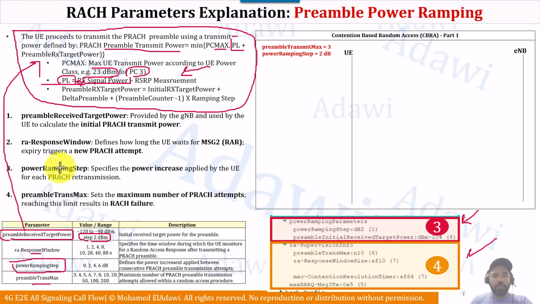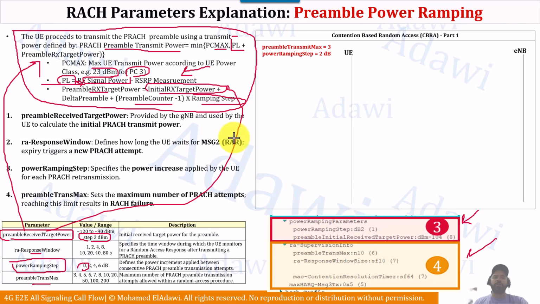And this preamble RX target power is not equal to this one directly. This one is equal to parts. The first part is equal to the initial target power, which is this parameter, then plus delta preamble plus other things, which apply in case you have a failure. For example, you have a first failure, so it will do a power ramping step, which is the second parameter here. For example, here I would like to increase my step by 2 dBm or 3 dBm. So the power step will increase more and more whenever you have more failures. We'll see this with a visual example now.